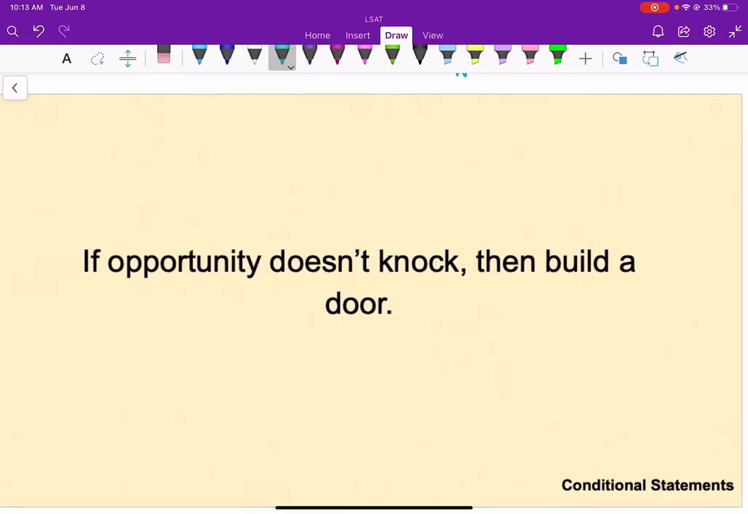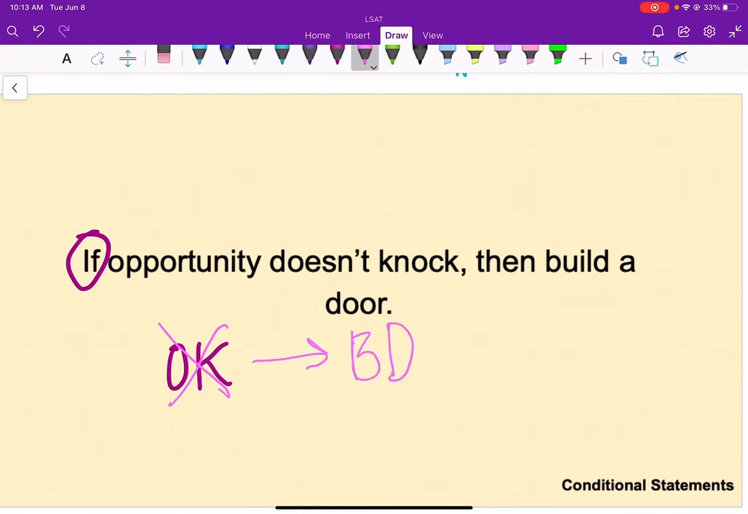All right, so once again, we have "if" introducing our conditional statement. So if opportunity doesn't knock, I'm going to say, okay, opportunity knock, and then cross it off, right? Because it's saying if it doesn't knock, then triggers to build a door. And then what would our contrapositive be? Yeah, if we don't build a door, then opportunity must have knocked.